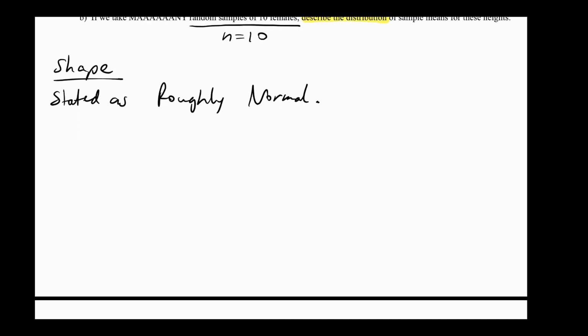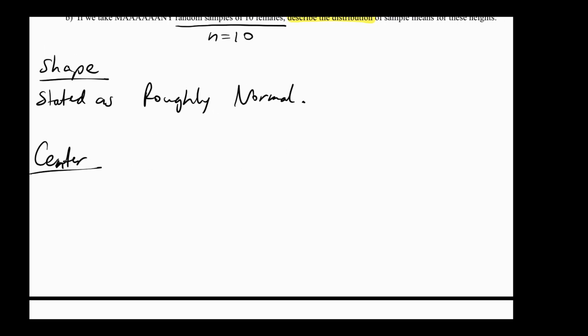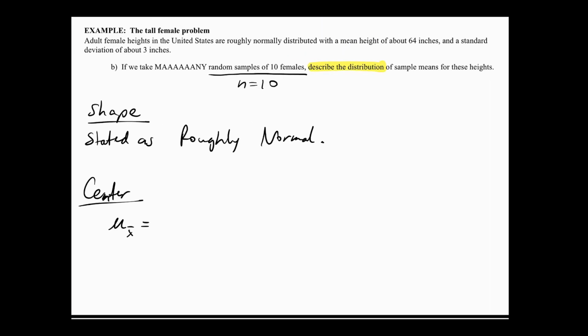Okay. Next one was center. What's another word for center? The middle or the mean, right? So what do you think if I did samples of 10 and found the mean, over and over? There you go. It'd be the exact same as the population. And the population is 64 inches. Good.